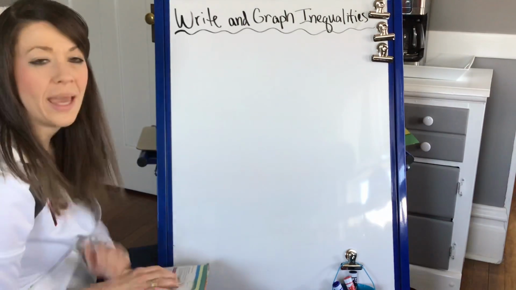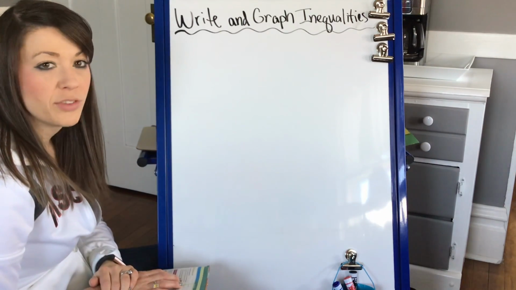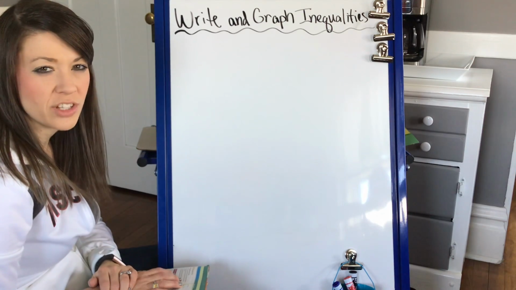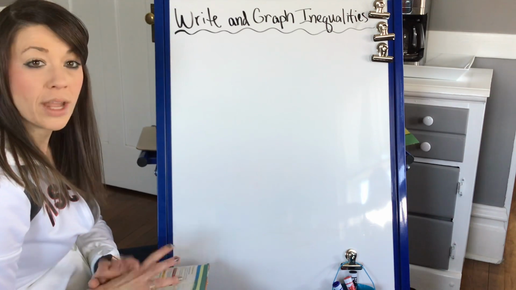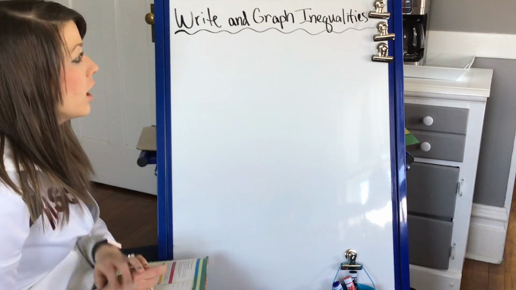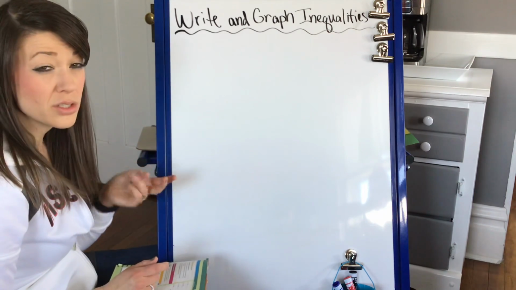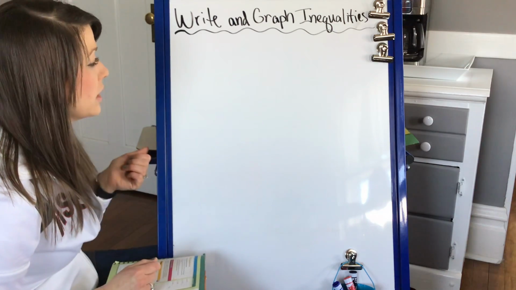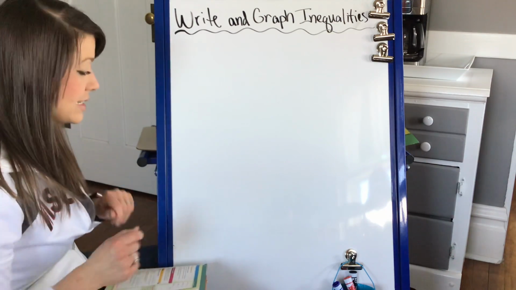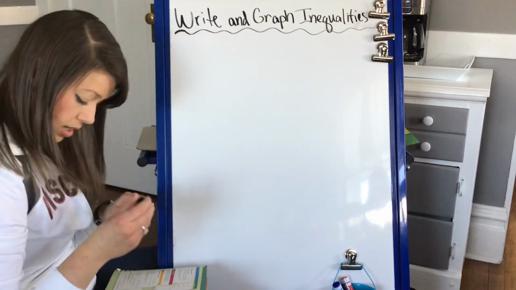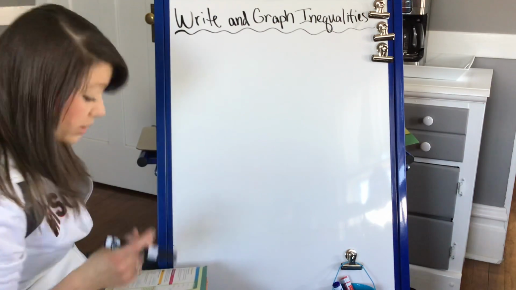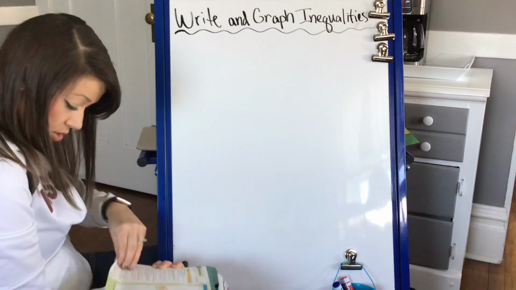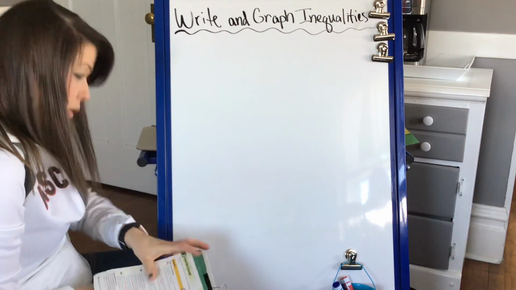We're actually going to go back to chapter 8 and finish the rest of that chapter since we didn't get a chance to finish it during school. We are going to work with inequalities. There are 2 lessons that go along with it. We're going to do both of them this week. The first one is chapter 8, lesson 6. It is write and graph inequalities, and it starts on page 625.